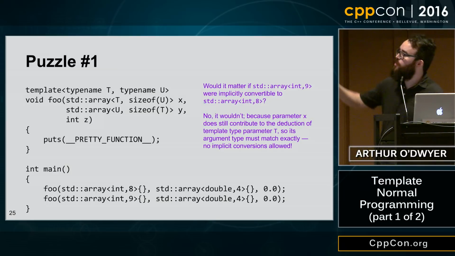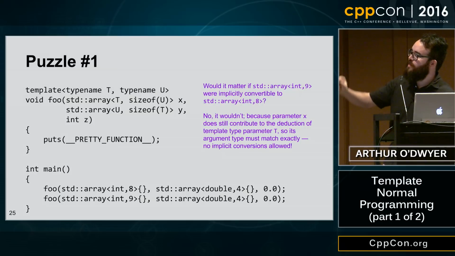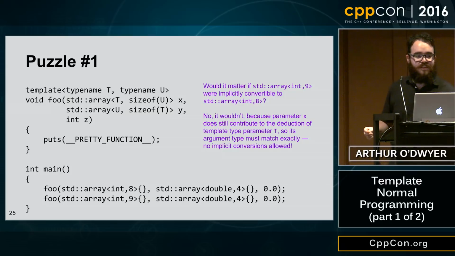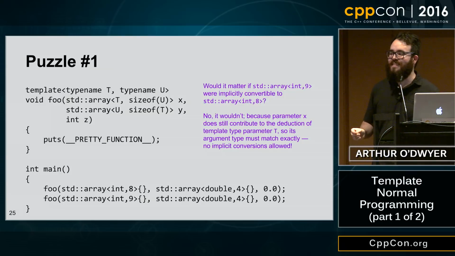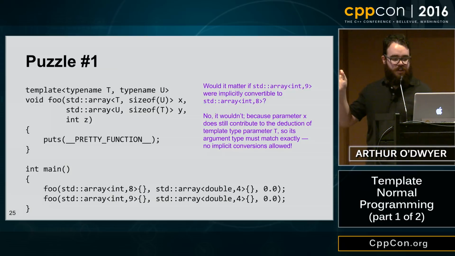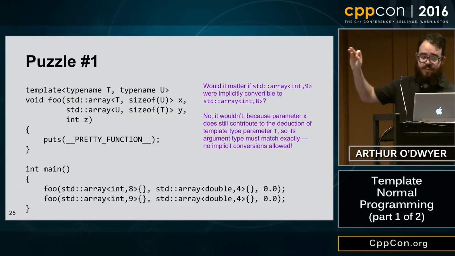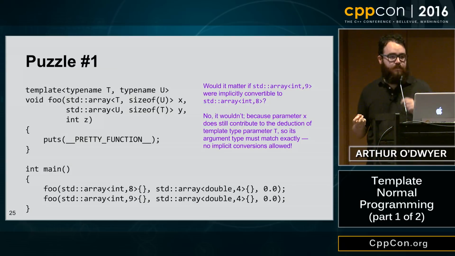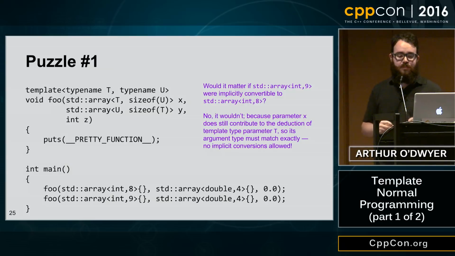Which of these 2 calls to foo ought to compile, and which not? I'll let everyone digest this for a little while, but then I'm going to answer it anyway, because the answer is half on the screen. The first one takes 3 function parameters: x, y, and z. And we're calling it with a std::array of int 8, a std::array of double 4, and 0.0. 0.0 is actually part of the puzzle here, because that's a double, and z is an int.